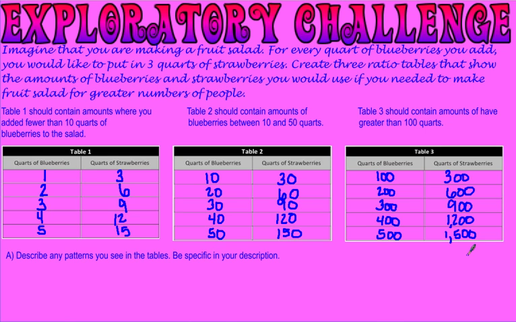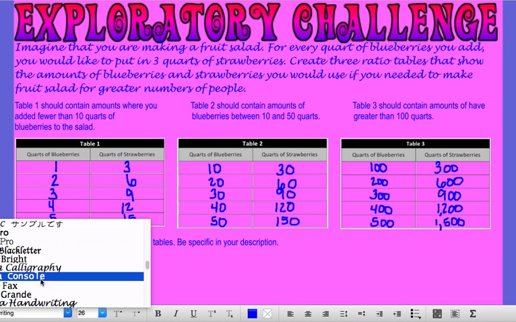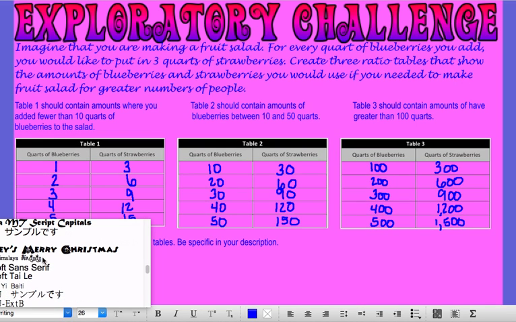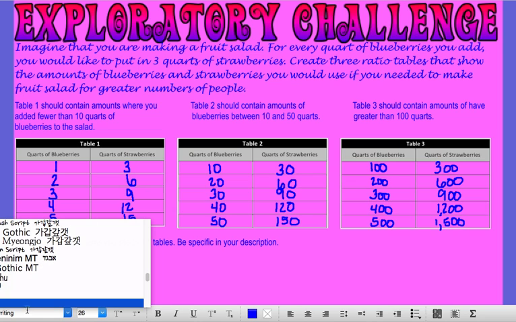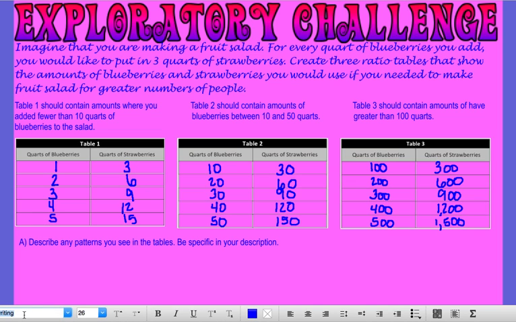Now we're going to take a look at describing patterns that we see in the tables, and we want to be specific in our description. So I'm going to switch to typing here, and I'm going to pick a little bit nicer font for you guys so it's easier to see. And I want you to take a look at this for a second and think, what patterns do you see? Do you see any patterns going from left to right, up and down? Okay, and are they the same? So take a second and pause and take a look at what patterns you can find.